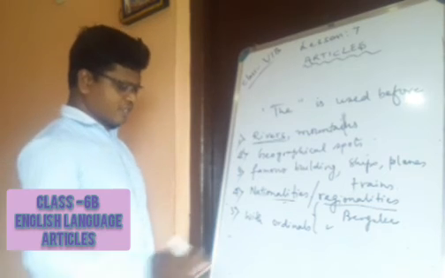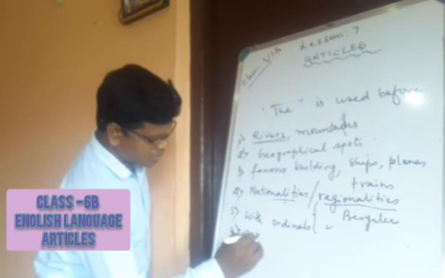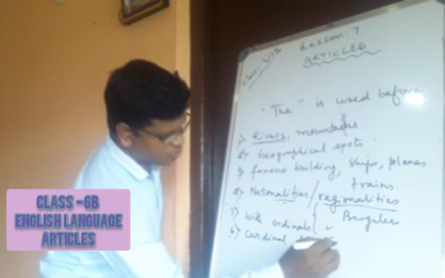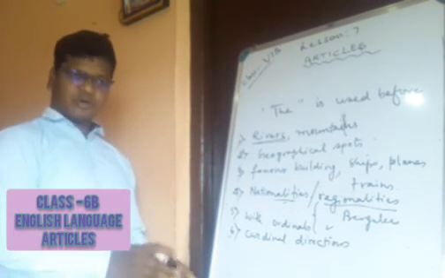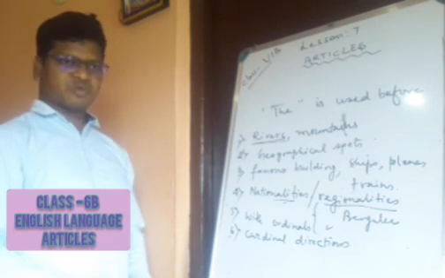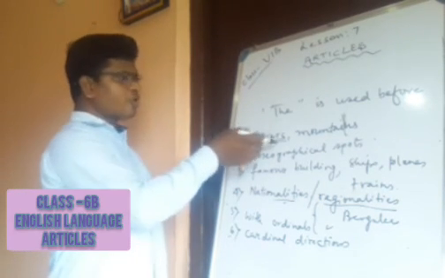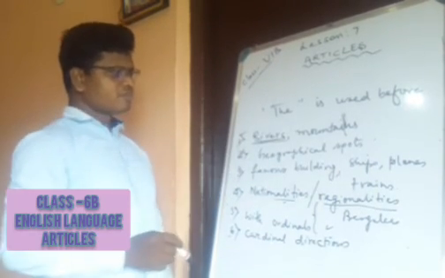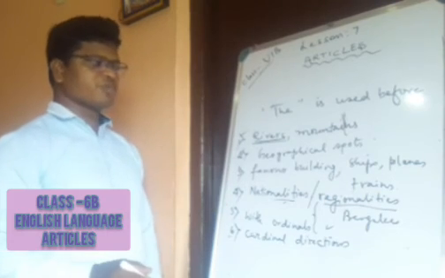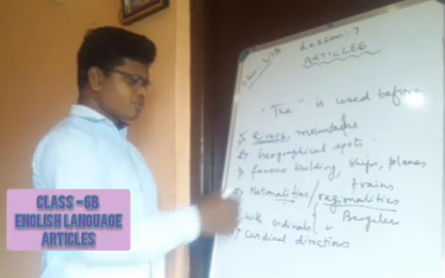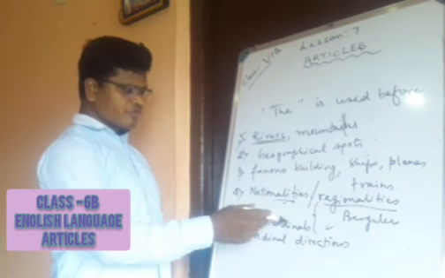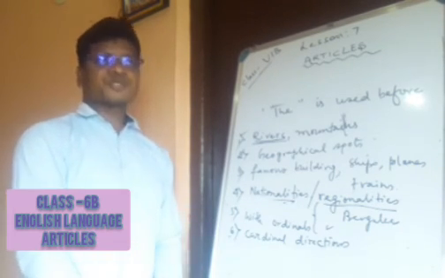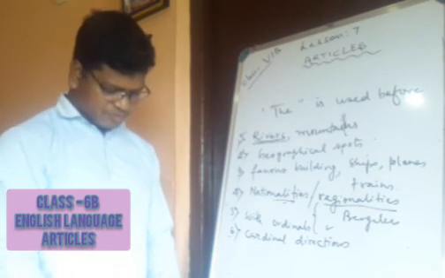And then cardinal directions, number fifth. What are cardinal directions? North, east, west, south, all that. So these are a few points before which we use "the": rivers, mountains, geographical spots, famous buildings, ships, planes, nationalities, regionalities, and then ordinals and cardinal directions. So this is what we have in the book.